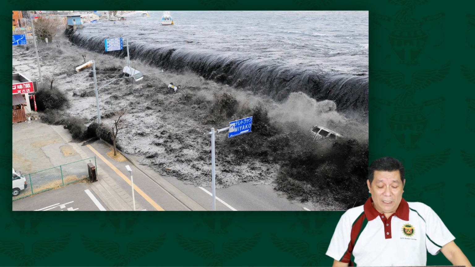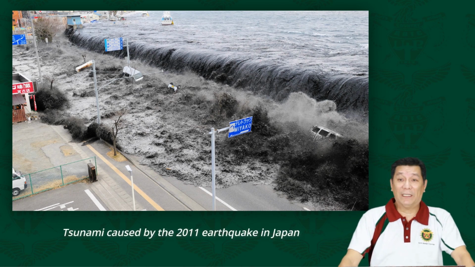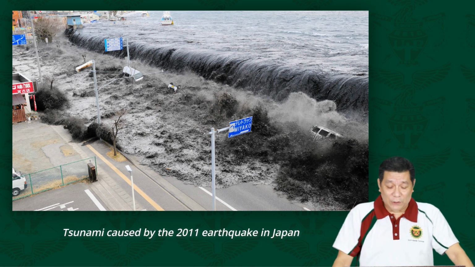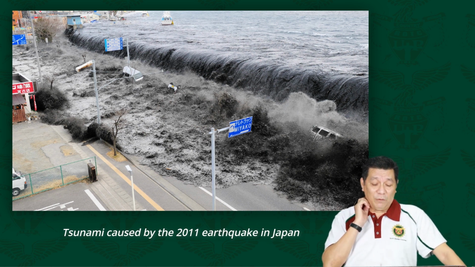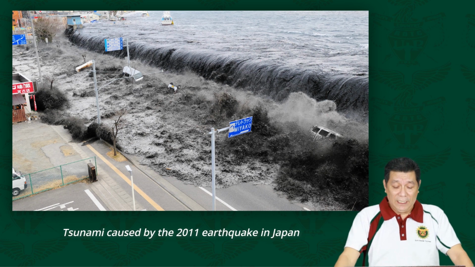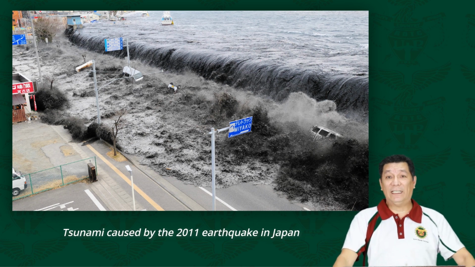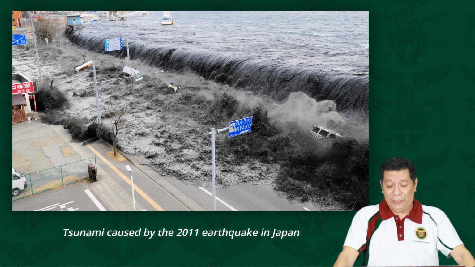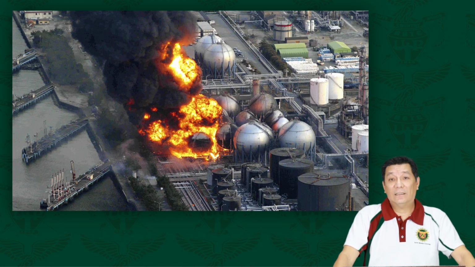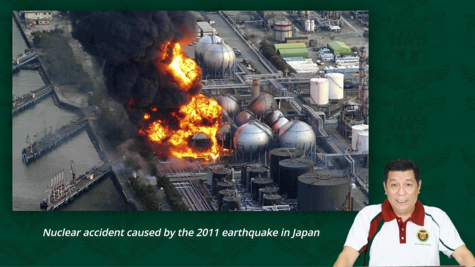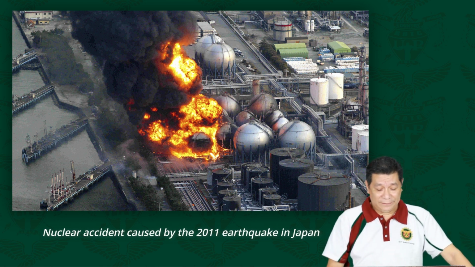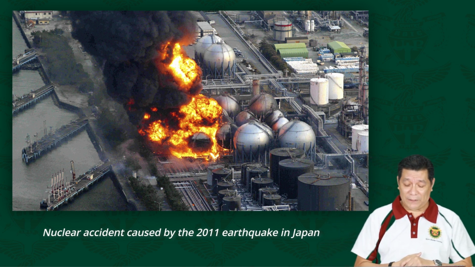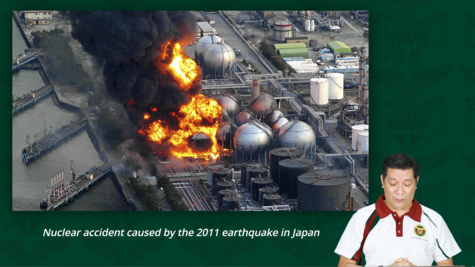The biggest tsunami damage was in Japan, March 2011, caused by a 9.0 earthquake and generated waves as high as 10 meters, killing an estimated 19,000 people. It also destroyed nuclear facilities in Japan. So a tsunami is caused by a series of waves and displacement of water.